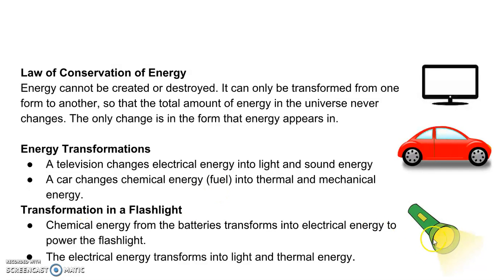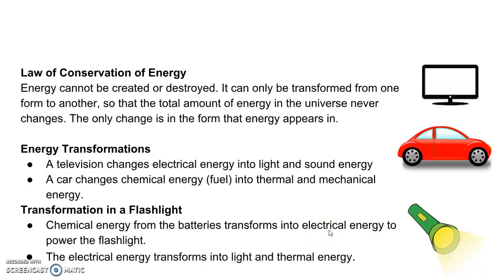And our last one is a flashlight, something that I'm sure we all have used before. The first thing we talk about is chemical energy from the batteries transforming into electrical energy and then to power the flashlight. So again, dealing with transformations in a flashlight, the first thing we take a look at is chemical energy that comes from the battery. In order for a flashlight to work, it needs energy coming from somewhere. So it starts with the battery. The energy transforms from the battery, which is chemical energy, into electrical energy.